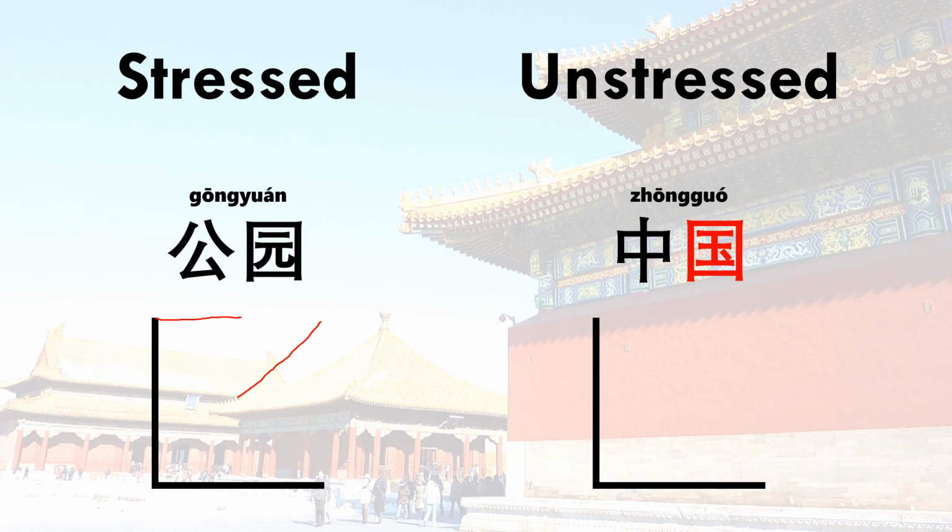中国, the 国 only rises a little bit, so 中国. So it does rise, but 国, it's very subtle. 公元中国.